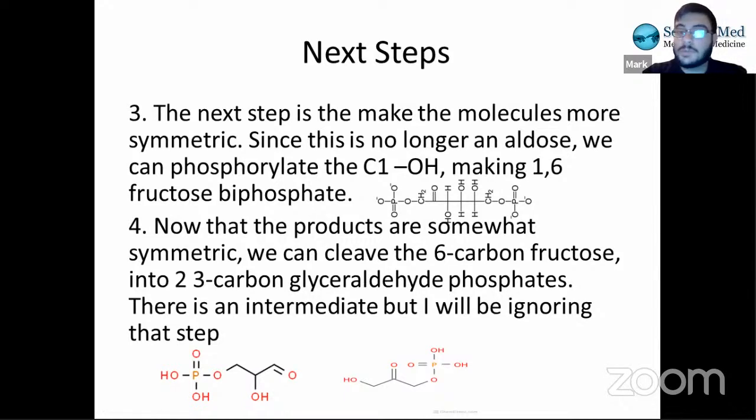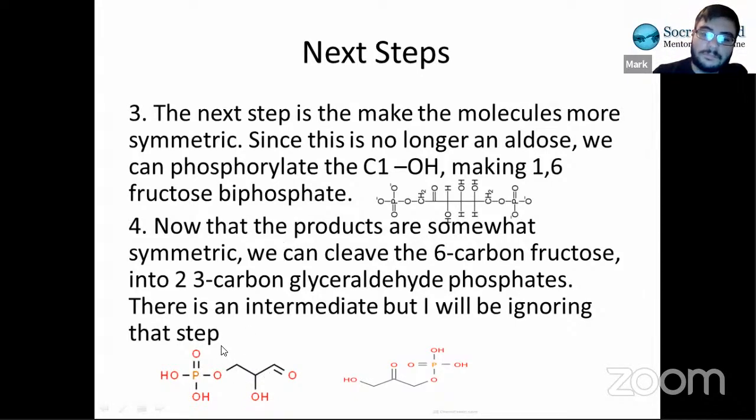Now that the products are somewhat symmetric, we can now cleave the 6-carbon fructose into 2 3-carbon glyceraldehyde phosphates, right? We can make the one really long 6-carbon chain into 2 smaller 3-carbon chains, each with their own phosphate group.